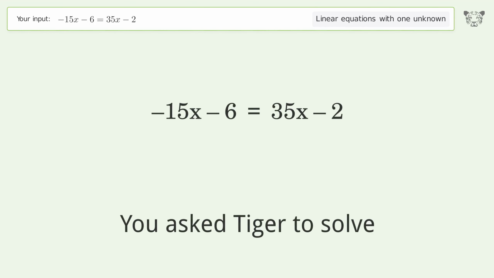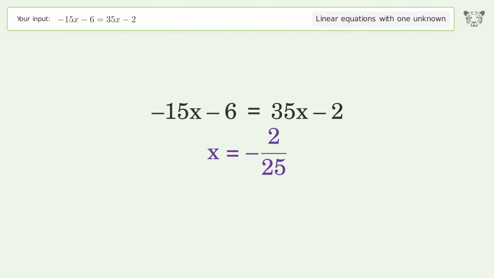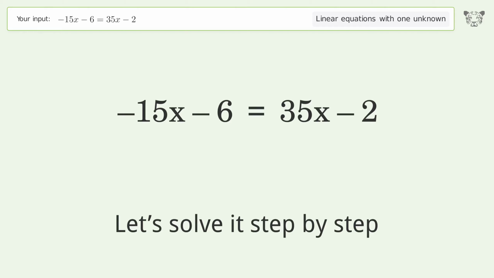You ask Tiger to solve this. This deals with linear equations with one unknown. The final result is x equals -2/25. Let's solve it step by step.